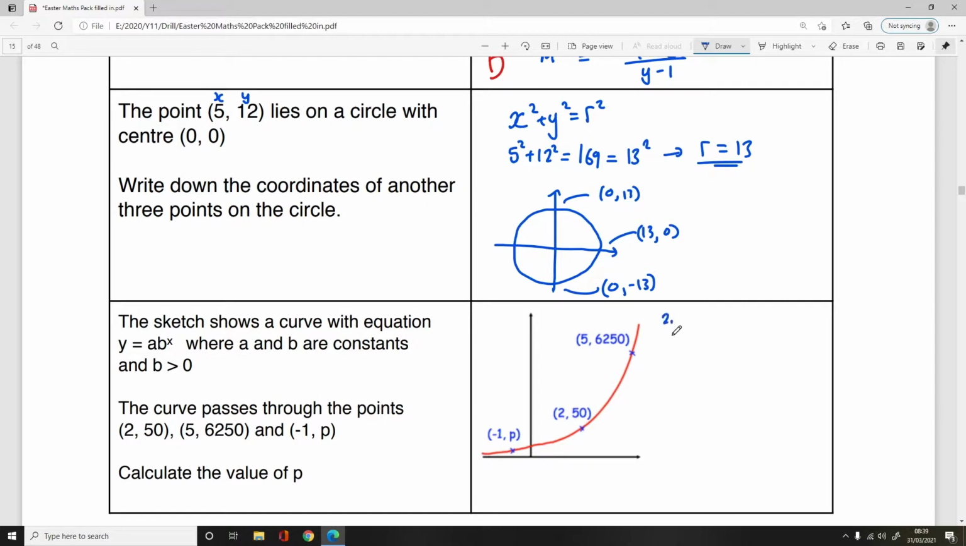So let's use 2, 50 first. Remember, the first one's x, second one's y. First one will give us that 50 equals ab to the power of 2. If we sub in the second one, this will tell us that 6,250 equals ab to the power of 5, and then eventually we're going to have to work out the third one, but we don't know p.